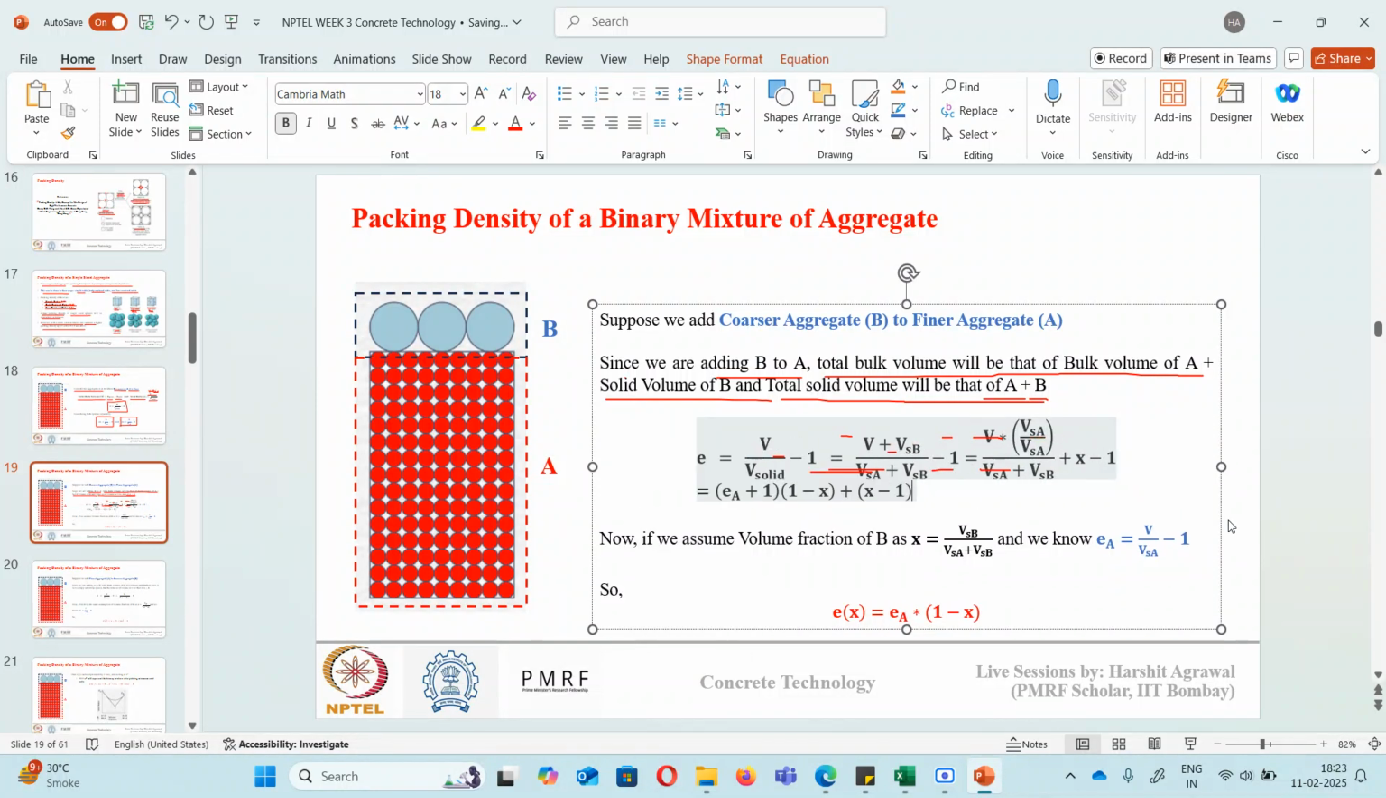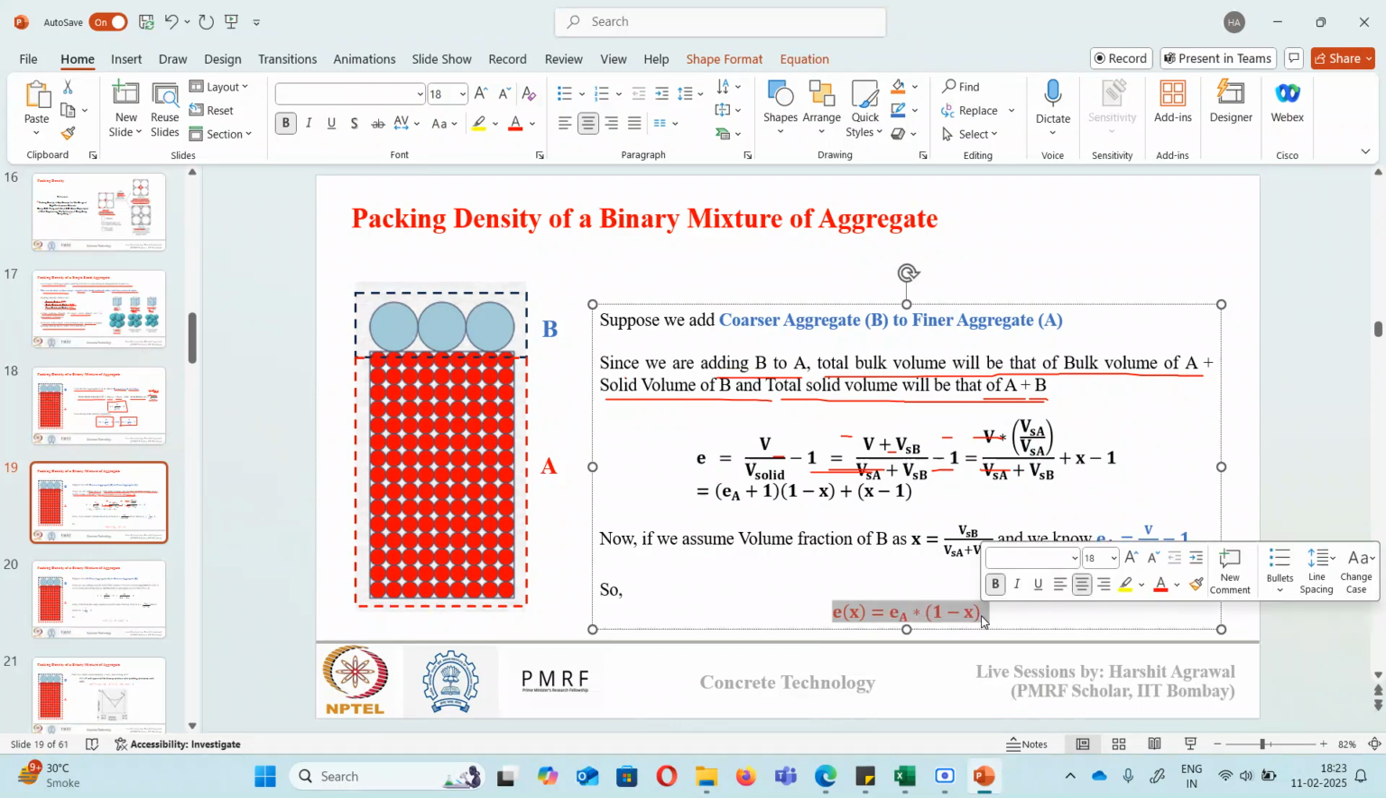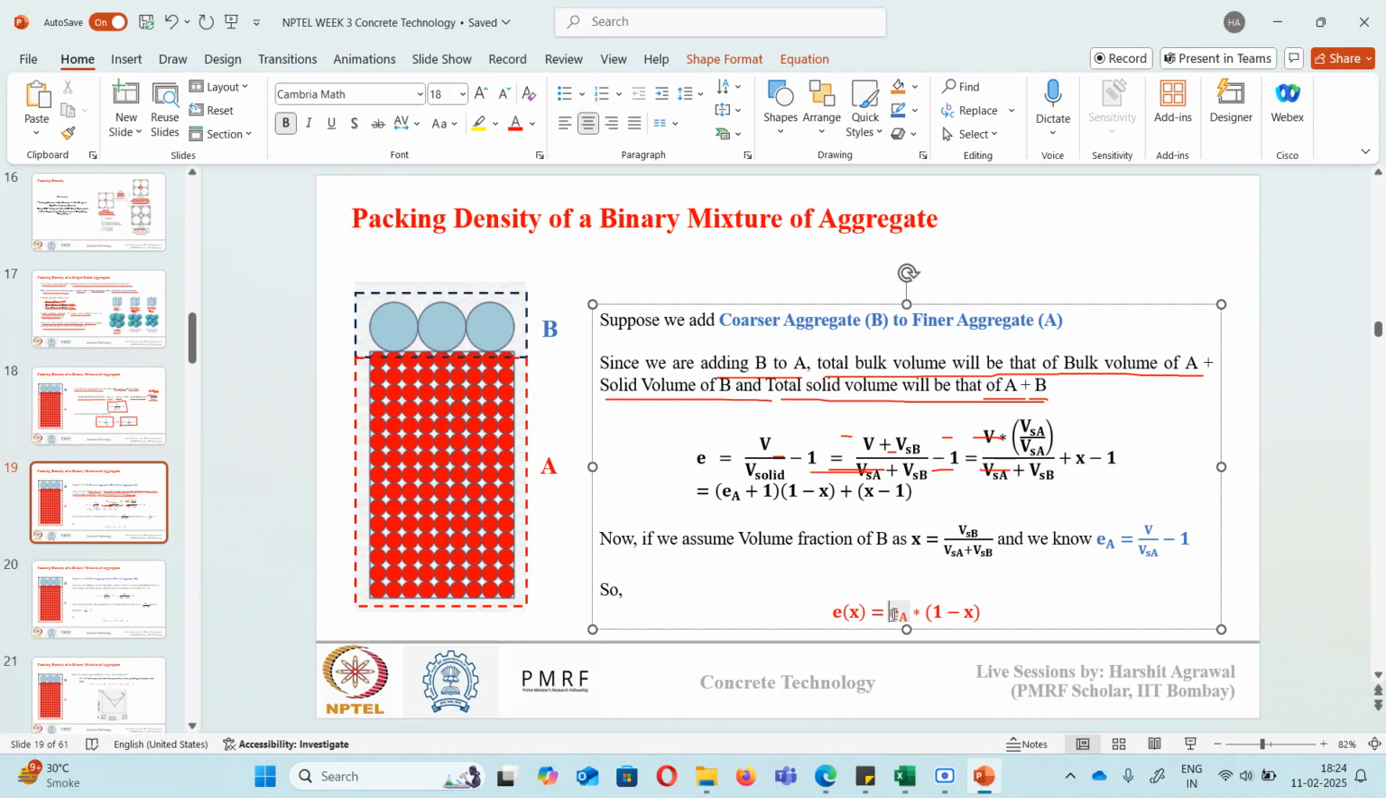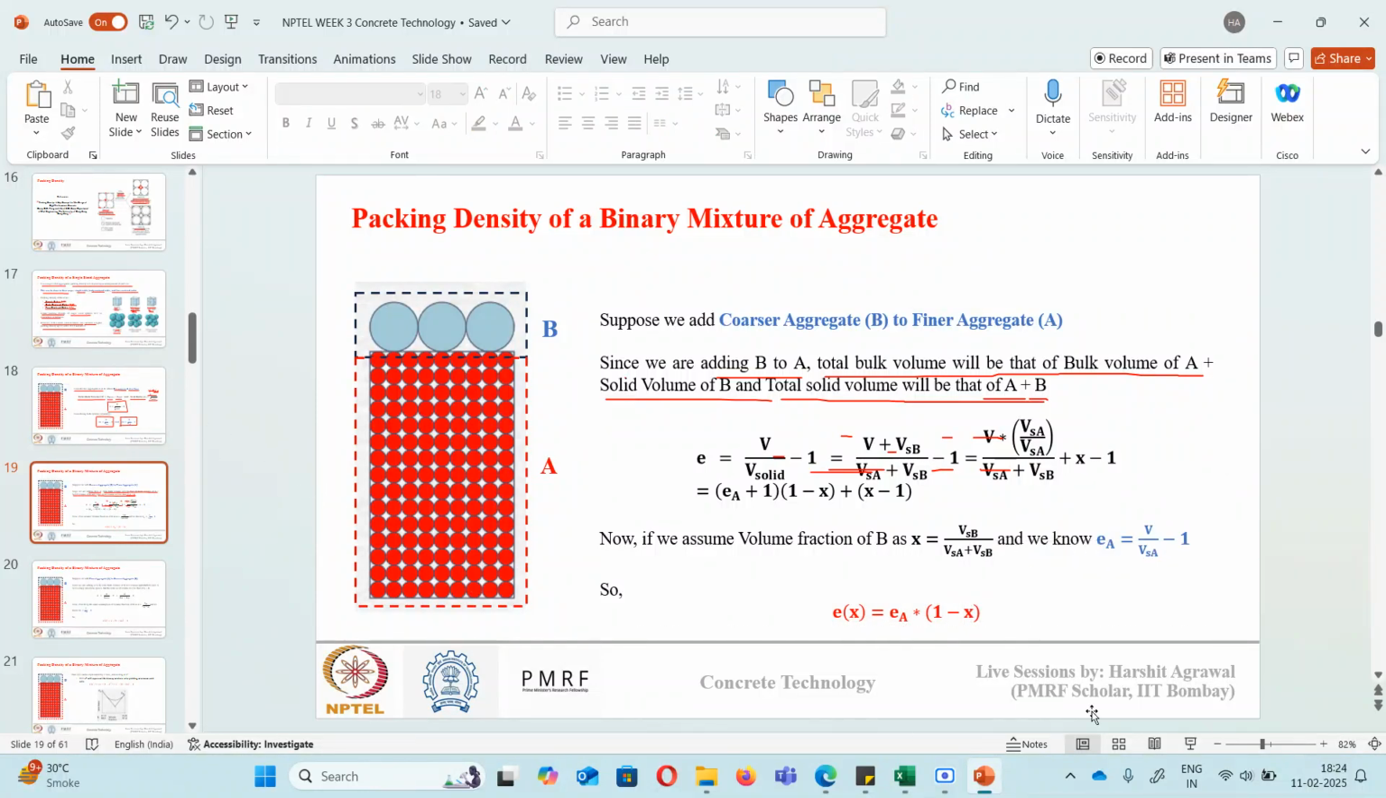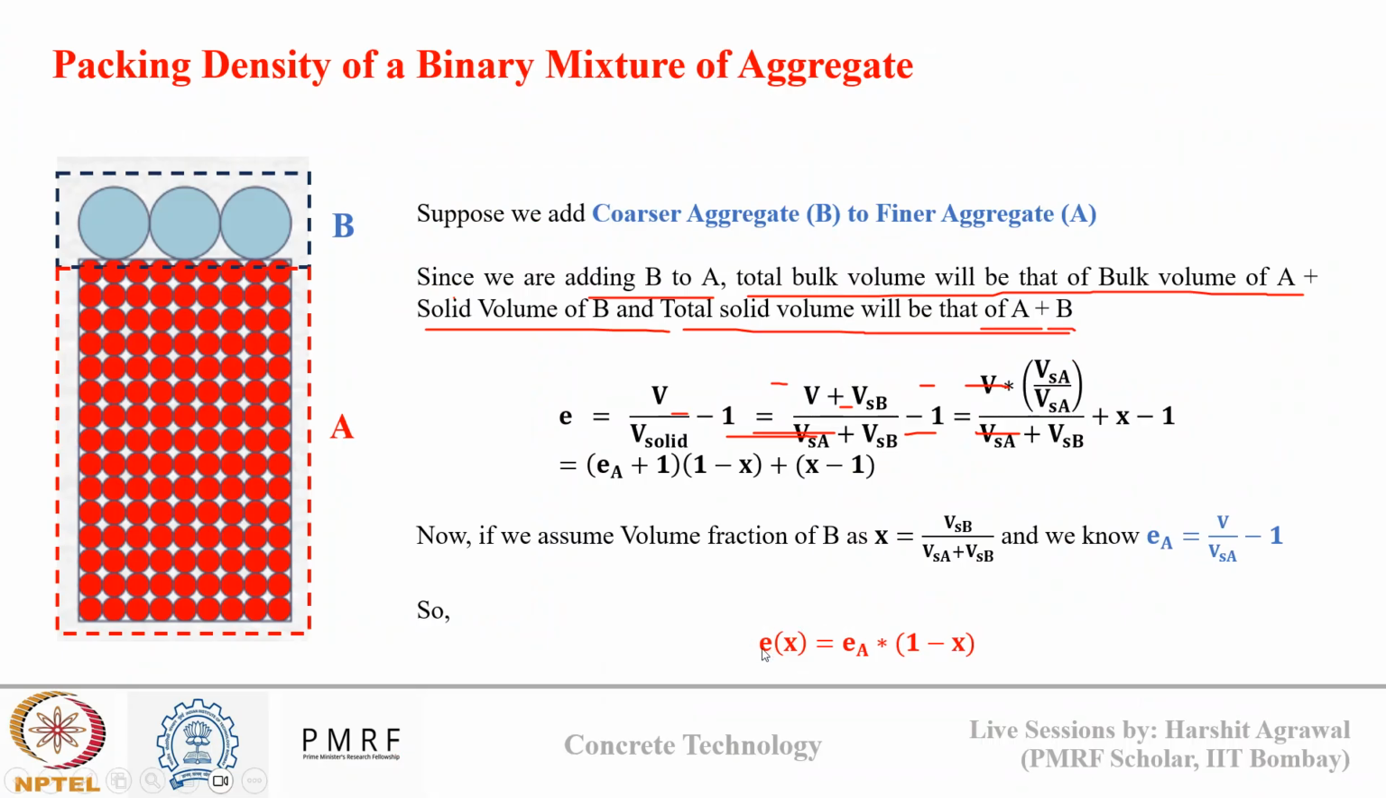Okay, so when we simplify this term, the void ratio E of this multi-sized aggregate system will come out to be the void ratio of A when there was no B, times 1 minus X, where X is the volume fraction of B that we have added. So this is how the void ratio will change if I add a coarser aggregate into a finer aggregate. You can see, as I increase the amount of B in A, my void ratio will decrease.